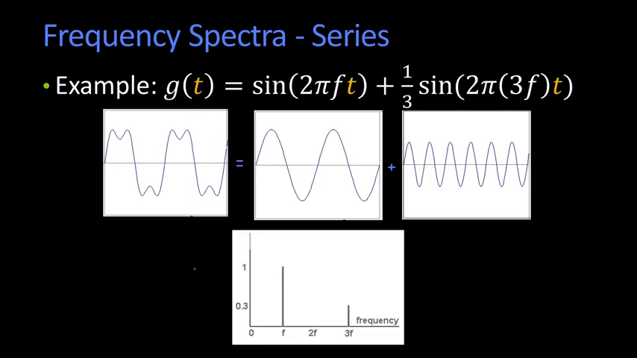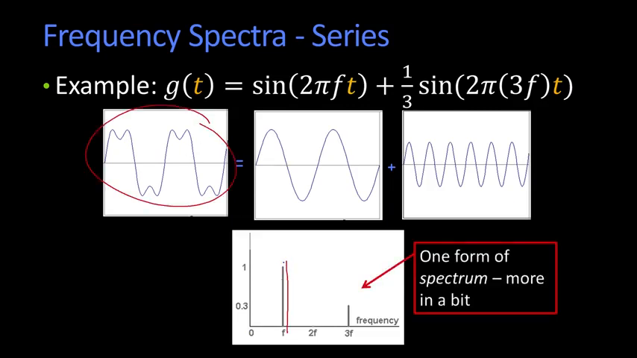But whatever f is, the idea is that the signal here has a frequency spectrum with a certain amount of power at f and 1/3 of that at 3f. And this is one form of drawing out the spectrum. We'll talk more about spectra in just a minute.